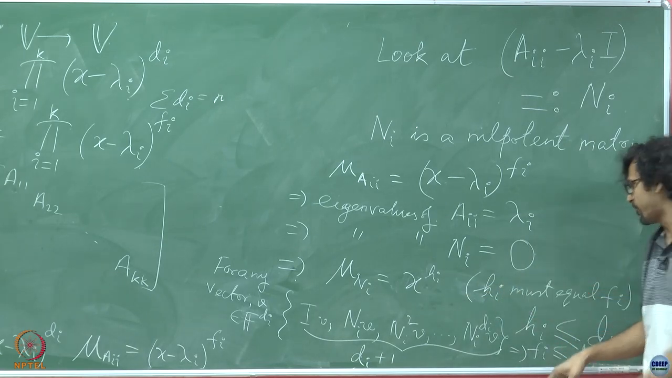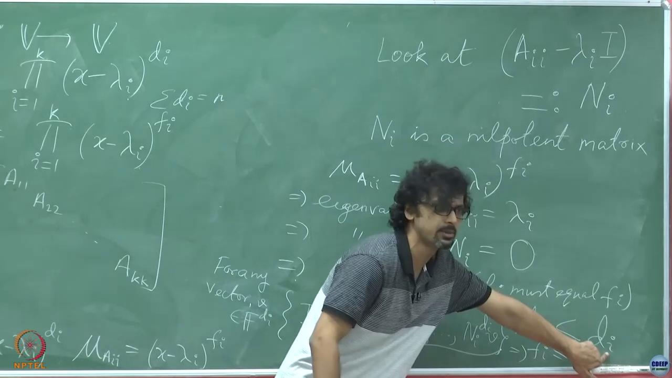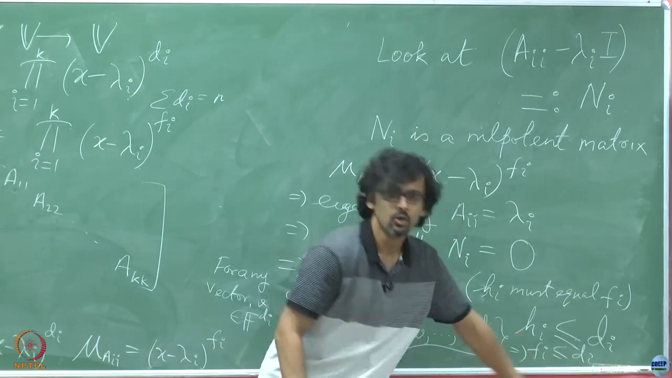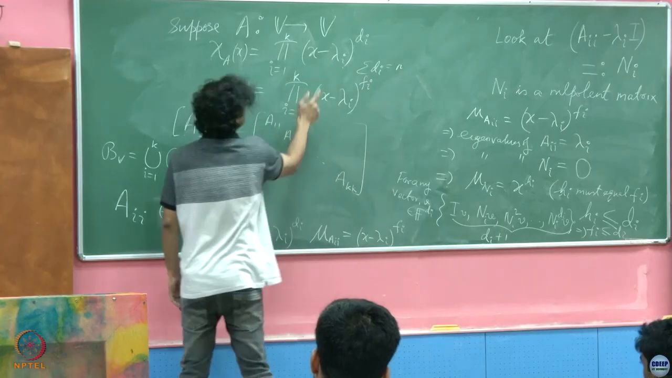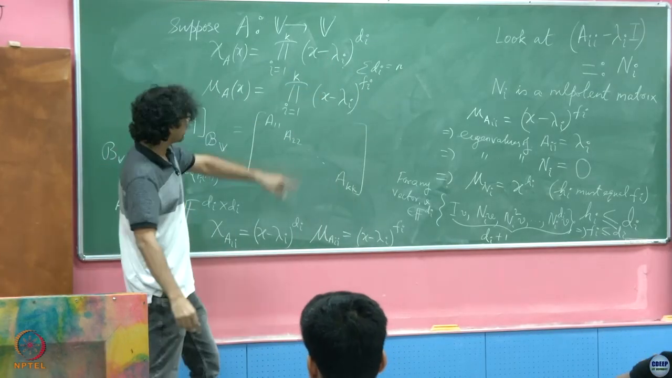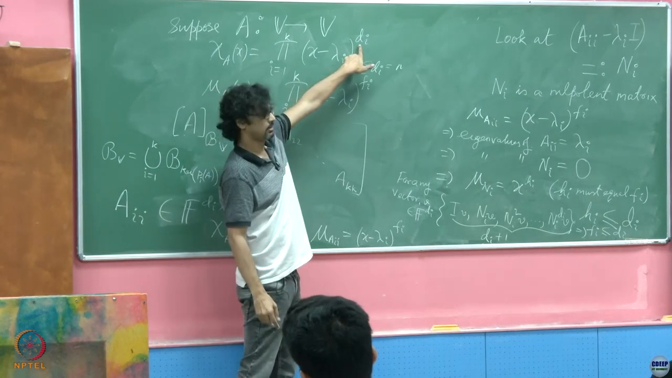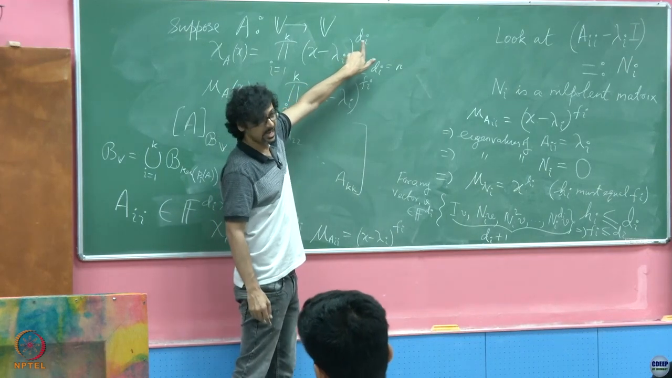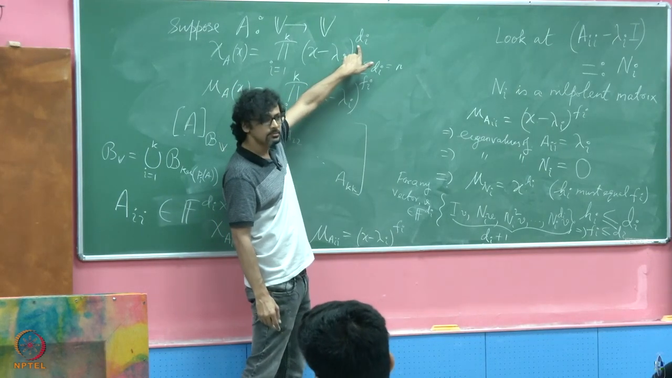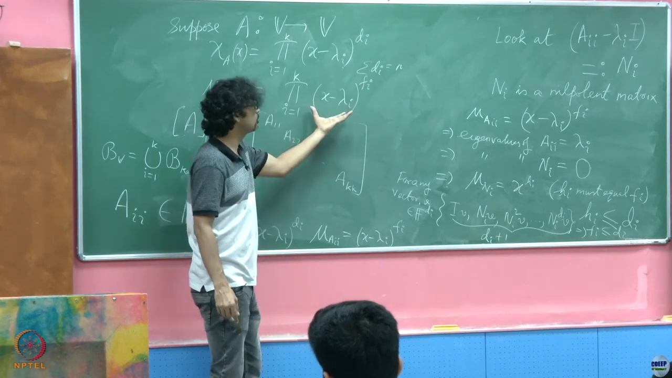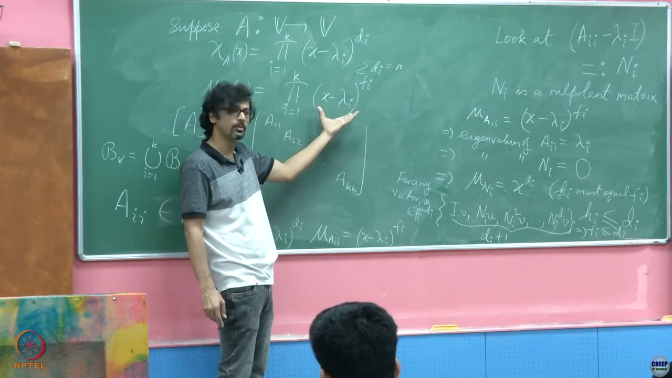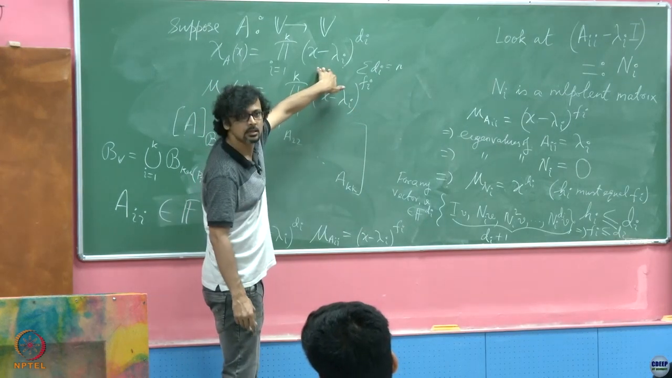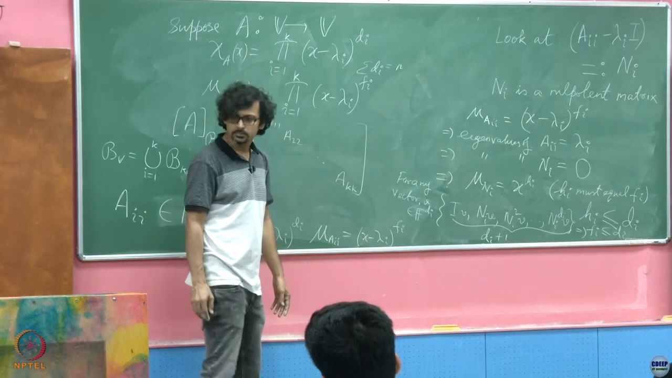If hi must be equal to fi and hi cannot be bigger than the algebraic multiplicity, therefore fi also cannot be bigger than the algebraic multiplicity. Which means what exactly in the context of this? Whatever power you have raised every factor x minus lambda i in the characteristic polynomial, that is the algebraic multiplicity, you need not raise it to a power greater than that in the minimal polynomial. That means the minimal polynomial definitely divides the characteristic polynomial.